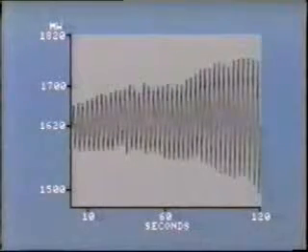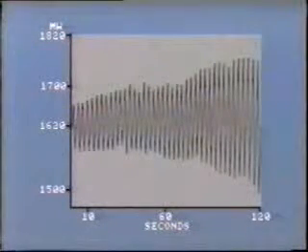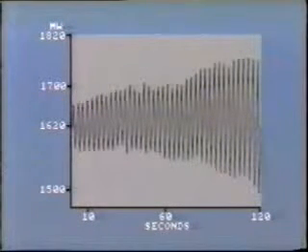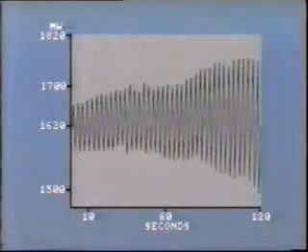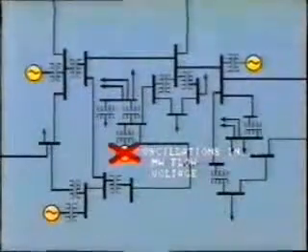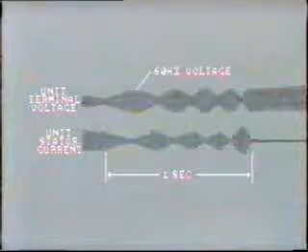However, sometimes the oscillations actually grow in magnitude with time. You will remember that we discussed this problem of instability in an earlier tape. When instability occurs, we will see oscillations not just in megawatt flow, but also in voltage, current, megabars, and system frequency.